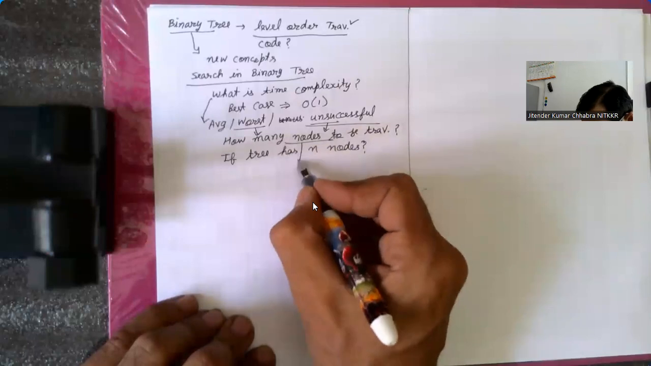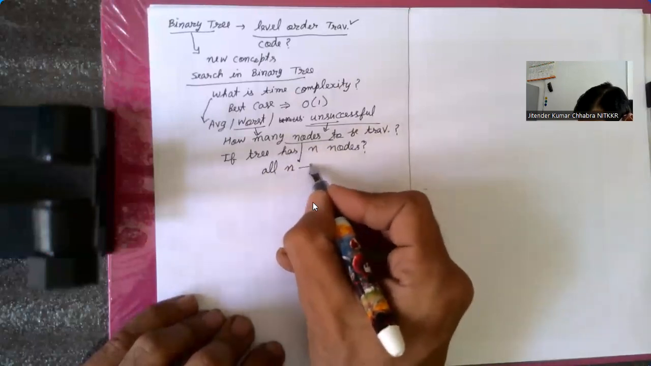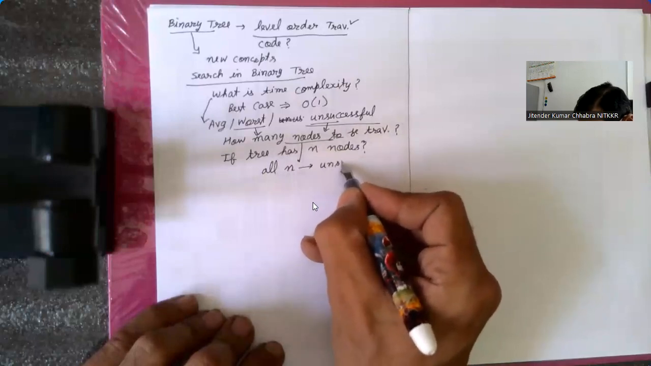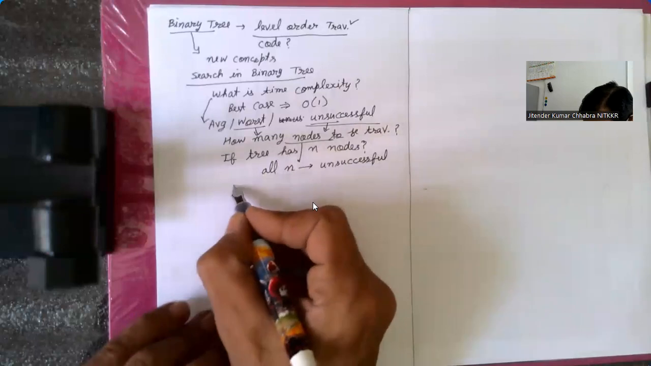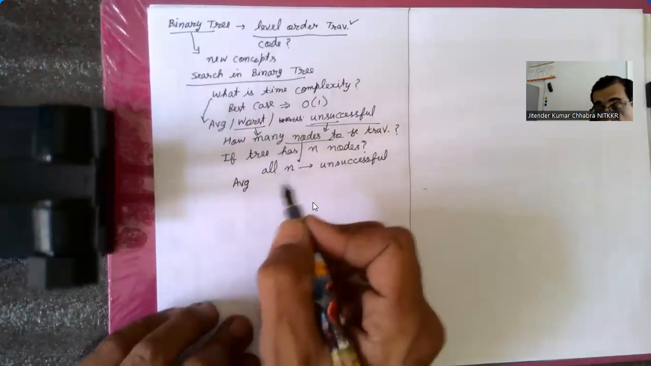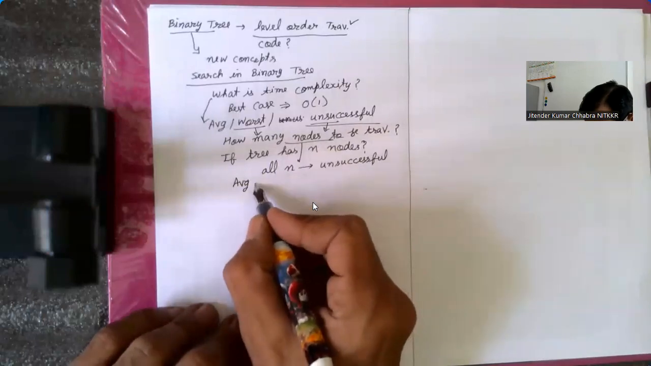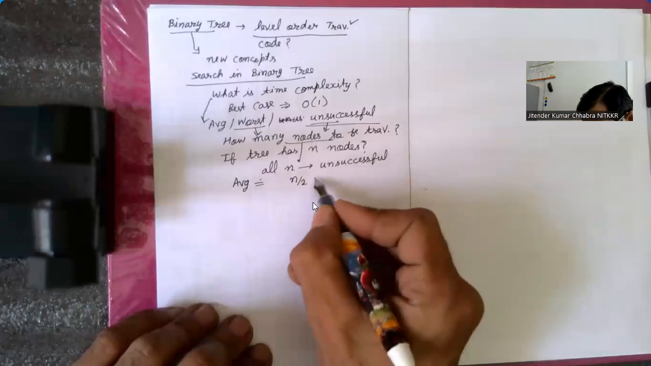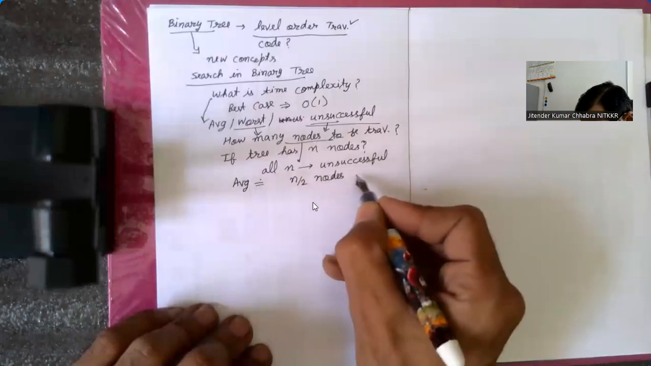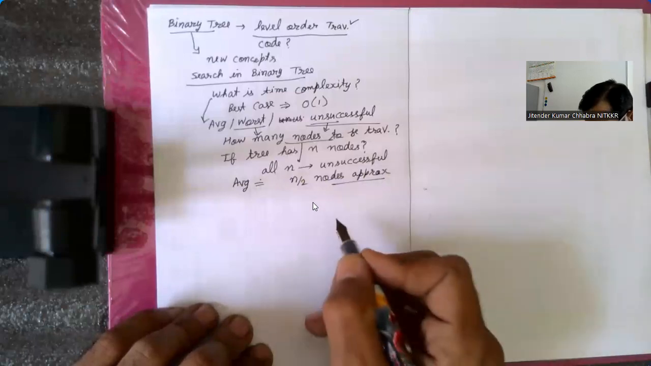So the answer is straight away all n nodes. Only then will you be able to conclude the unsuccessful case. Similarly, let's say the average case, I mean not the best case. So you are going up to the last node or somewhere near the last node or somewhere in the middle. So you could say approximately n by 2 nodes. Say on average, after half the node comparisons, you are able to get it.